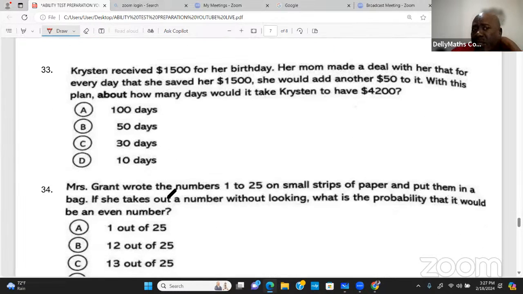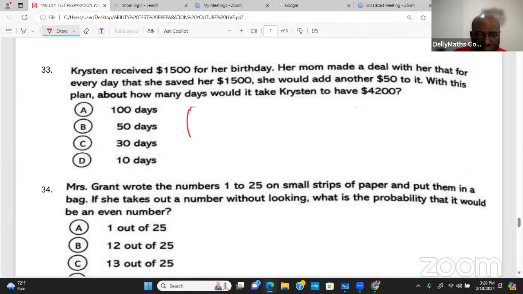It says Kristen received $1,500 for her birthday. Her mom made a deal with her that for every day that she saved her $1,500, that means every day that she could come in and see her with that $1,500 over there, she's going to drop $50 in a pan for her. She's going to add. So what we want to see is that you have your $1,500 there, and every time I come and I see that $1,500, I am going to keep putting $50 in the pan. So I'm forcing you not to take it out.